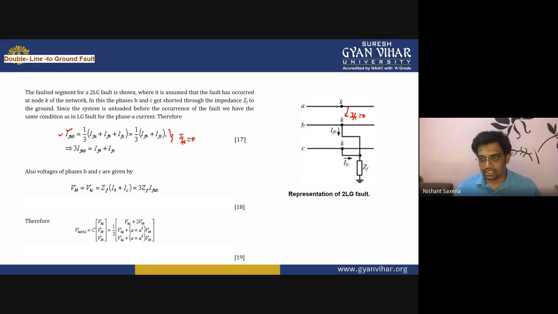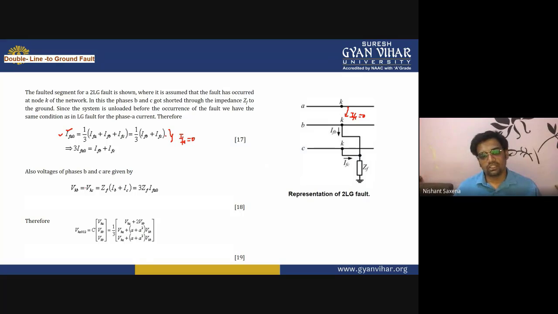There is no short circuit for this phase A. That's why there is no fault current at phase A. Only the fault currents will be existing at phase B and phase C. Is this clear to you? Now, look at this again.